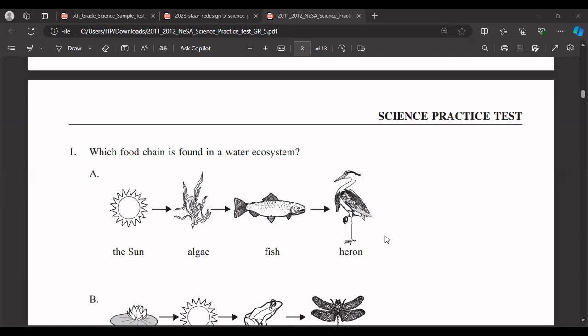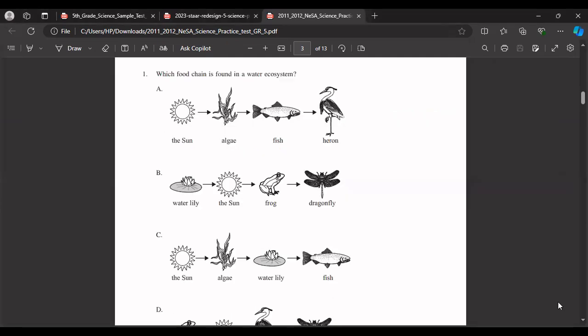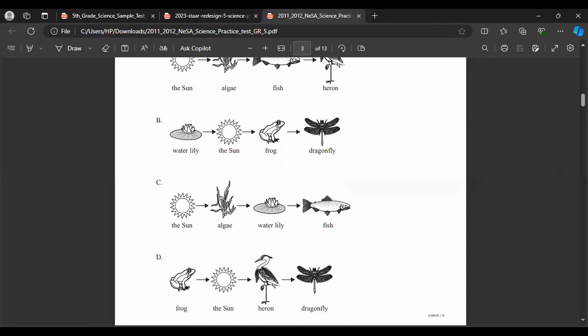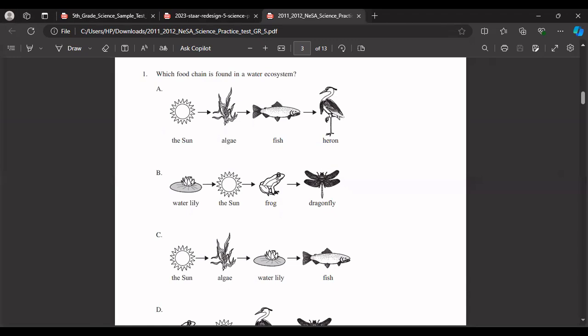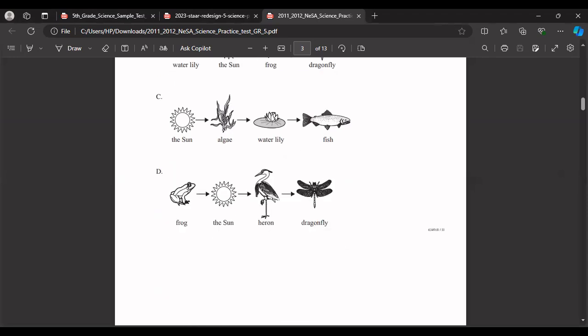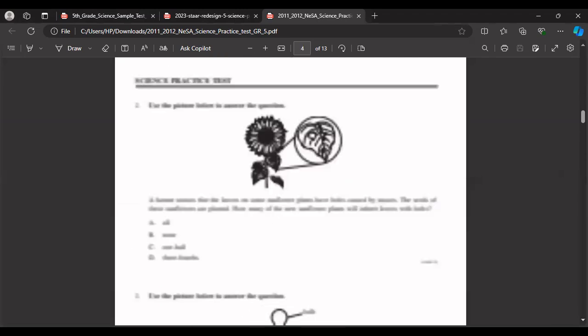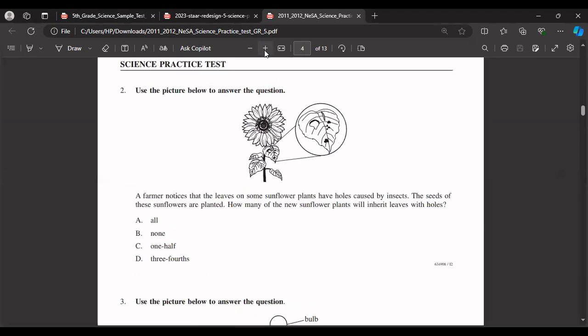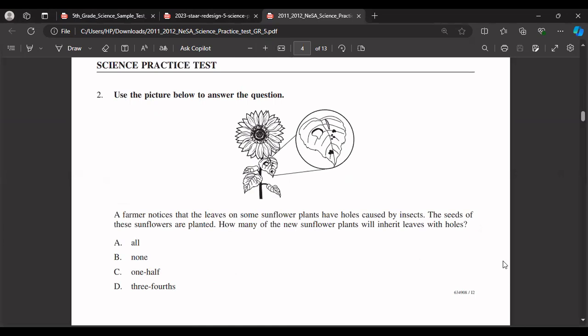Which food chain is found in a water ecosystem? A. Yes. Okay, A. That's correct. So, why did you choose A? Because it correctly shows a water ecosystem. All right, great. So you have different ecosystems. What other ecosystem can you think of? A normal one. Normal one? Which is a normal one? I don't know. Okay. That's more like a terrestrial ecosystem, right, on land.